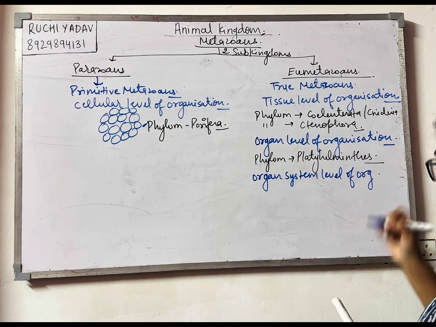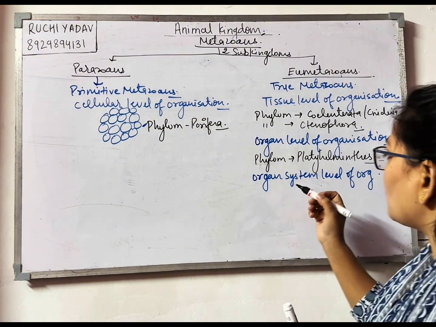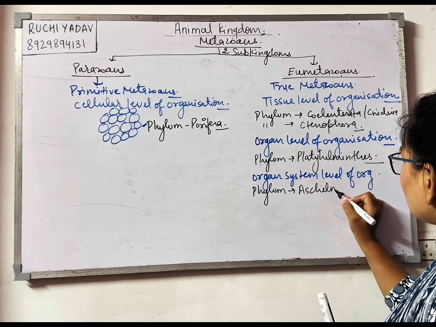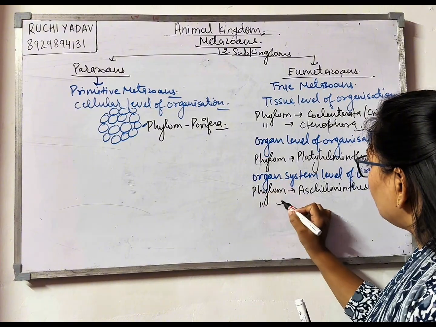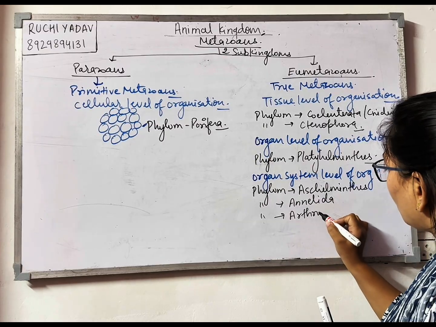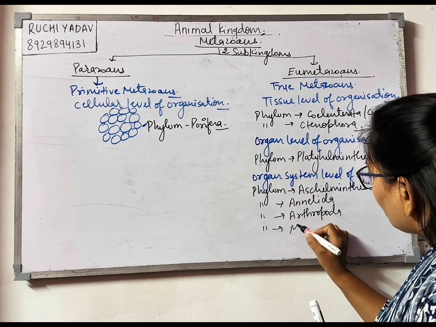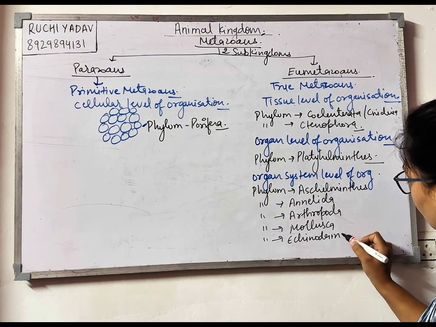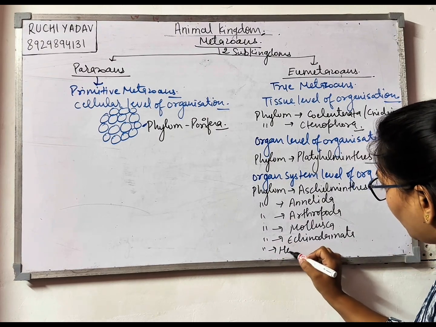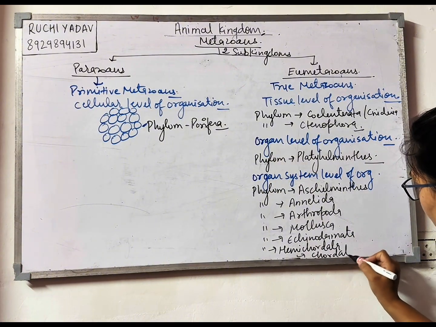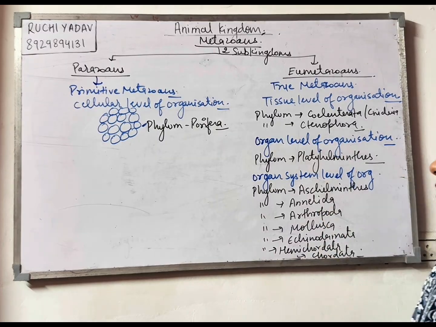Level of organization. This type of organization is found in the higher animals, starting from the phylum Aschelminths, then phylum Annelida, then we have Arthropoda, Mollusca, Echinodermata, Hemichordata, and Chordata. Alright, so these are the various phyla on which the animal kingdom is classified, right?